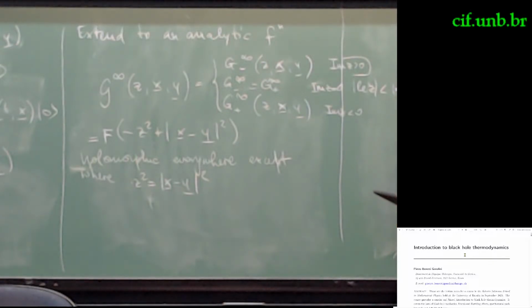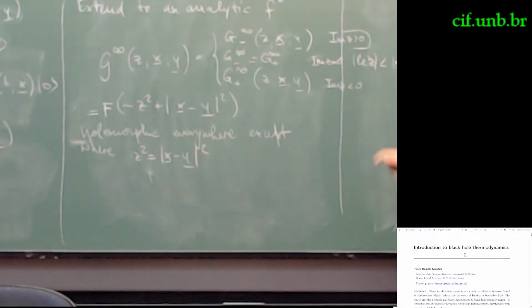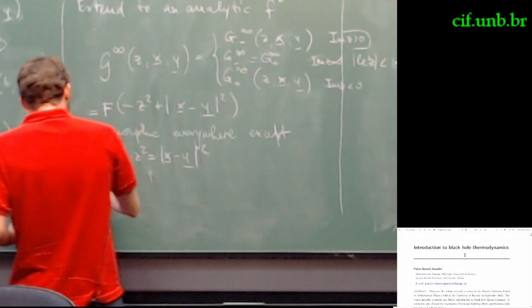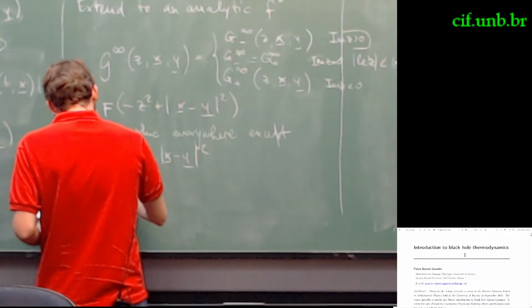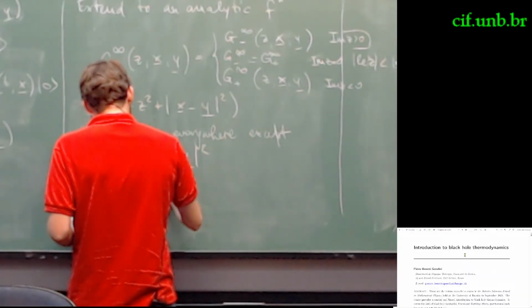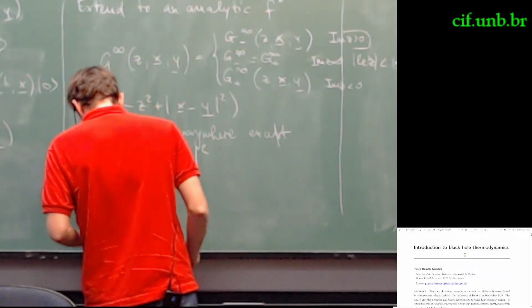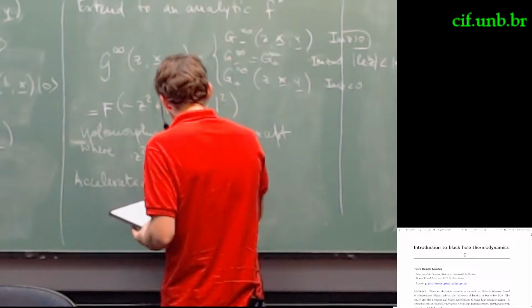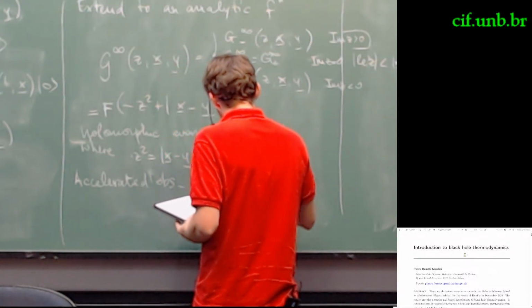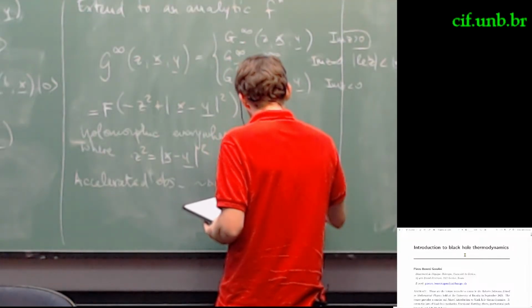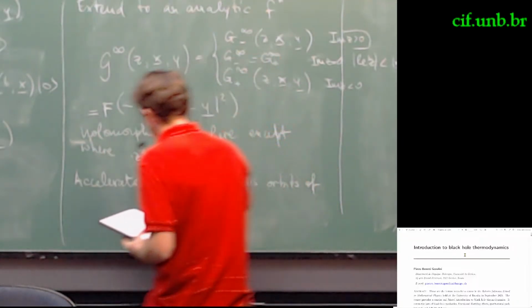Okay, so now, rather than looking at this in flat space, this is just a massless scalar in flat space. Now let's look at what happens to the accelerated observer. I'm a little bit behind. So the accelerated observer follows orbits of the boost.